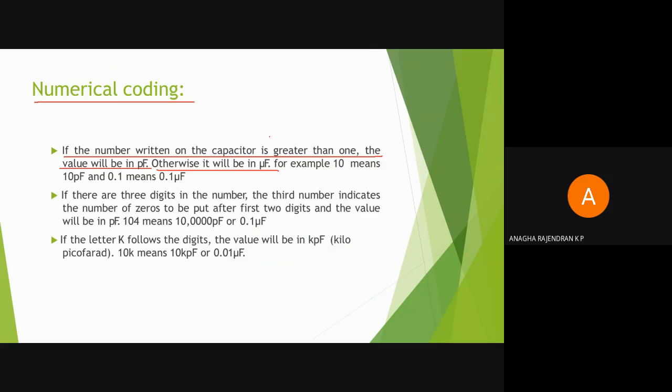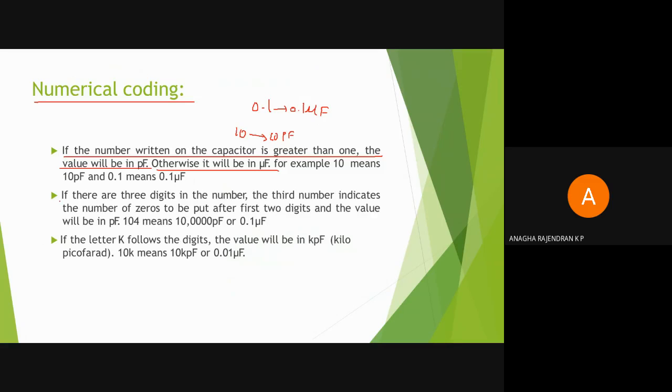If the number written on a capacitor is greater than 1, for example here it is 10, which is a number greater than 1, then the capacitor's capacitance value is 10 picofarad. And if the value written on the capacitor is less than 1, for example 0.1, then its actual value is 0.1 microfarad. That is the first point.